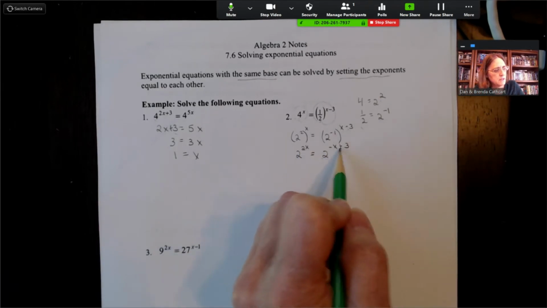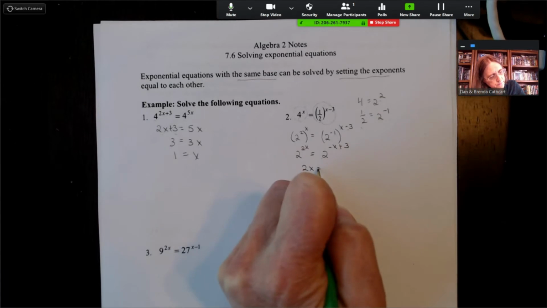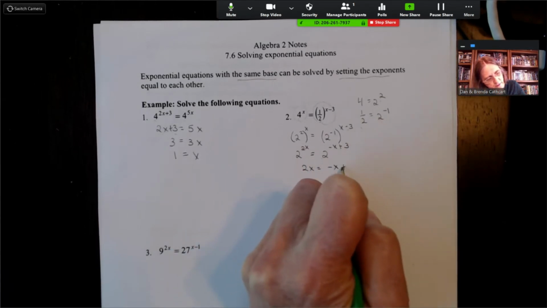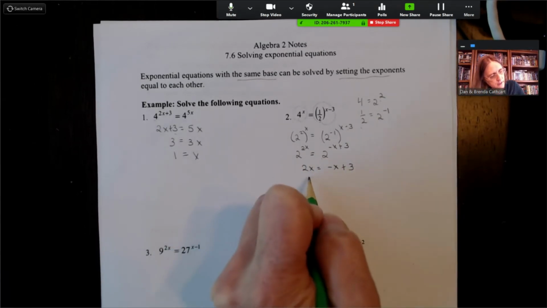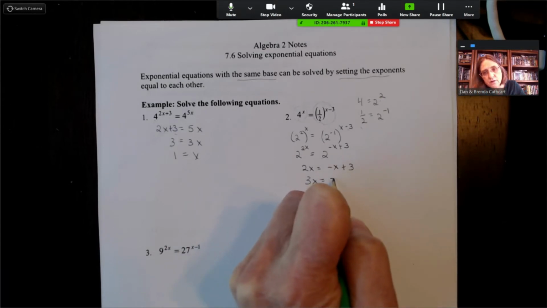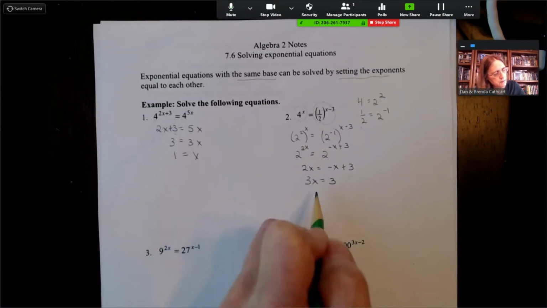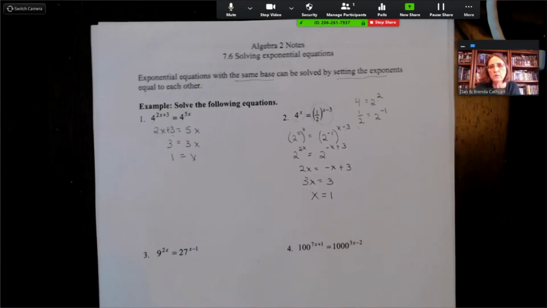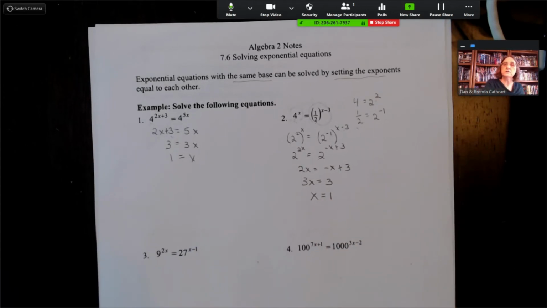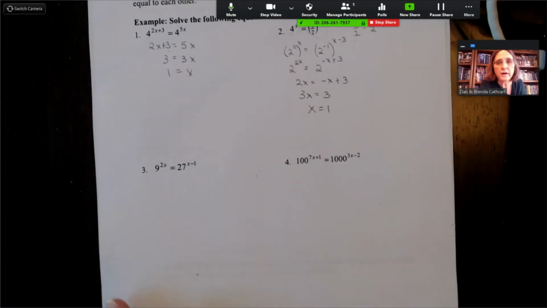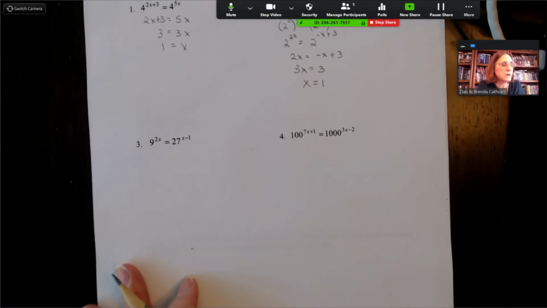So now I can set the exponents equal to each other. So 2x equals negative x plus 3. Adding x to both sides gives us 3x equals 3, and dividing by 3 gives us x equals 1. No, the solution is not always going to be x equals 1. Let's go ahead and look at another example.